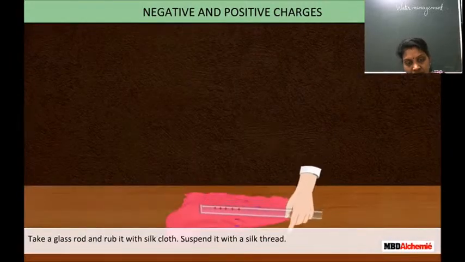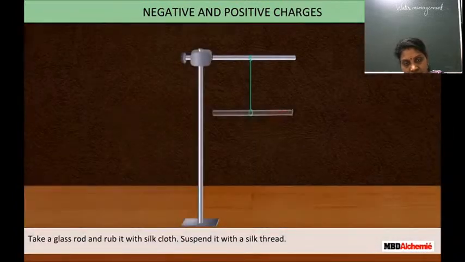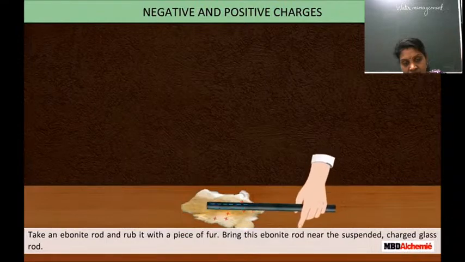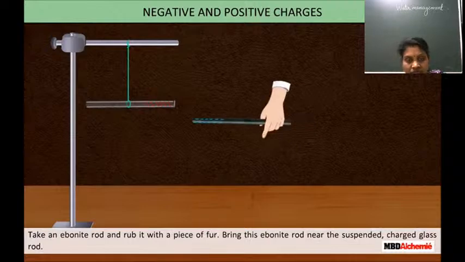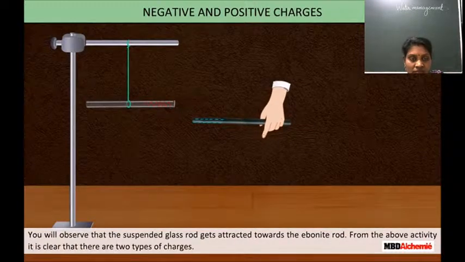Take a glass rod and rub it with silk cloth. Suspend it with a silk thread. Take an ebonite rod and rub it with a piece of fur. Bring this ebonite rod near the suspended charged glass rod. You will observe that the suspended glass rod gets attracted towards the ebonite rod.